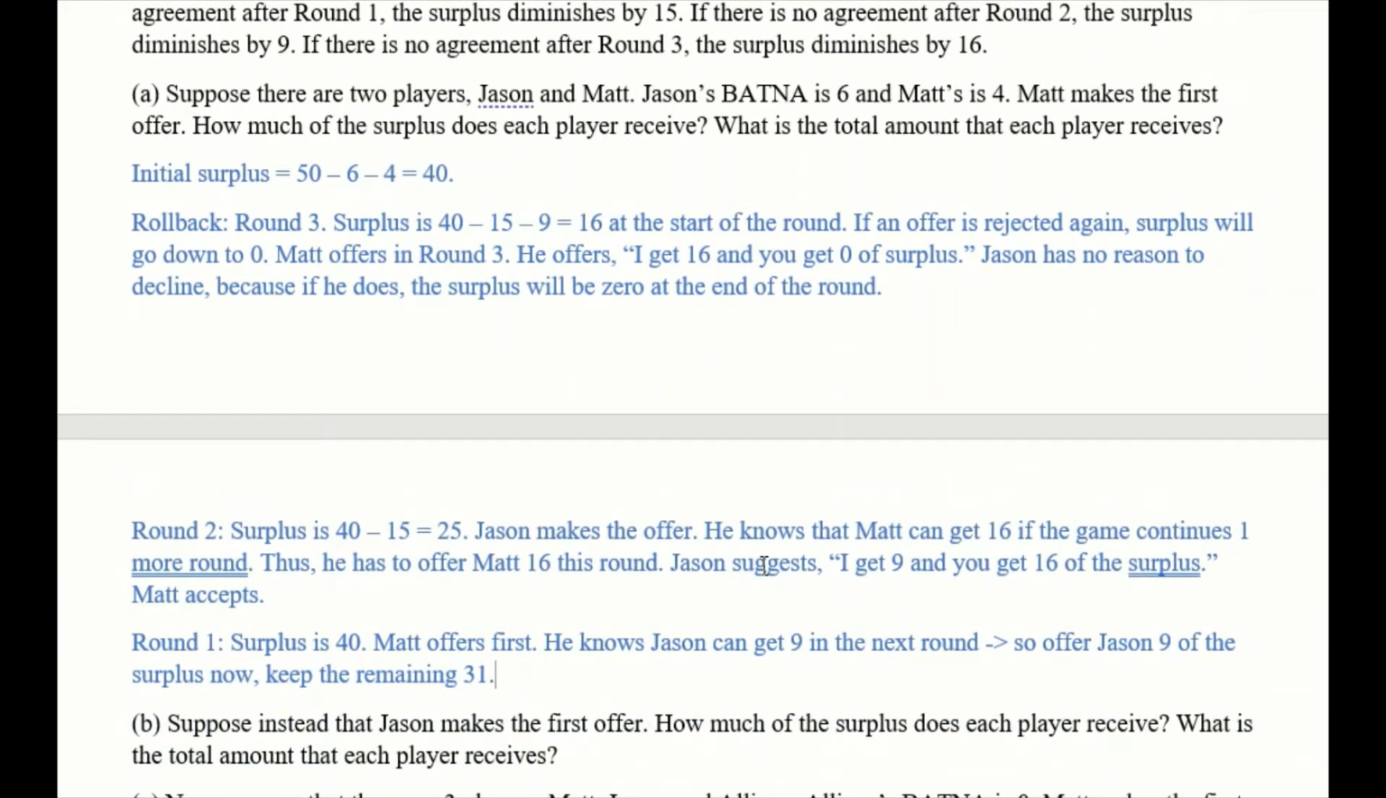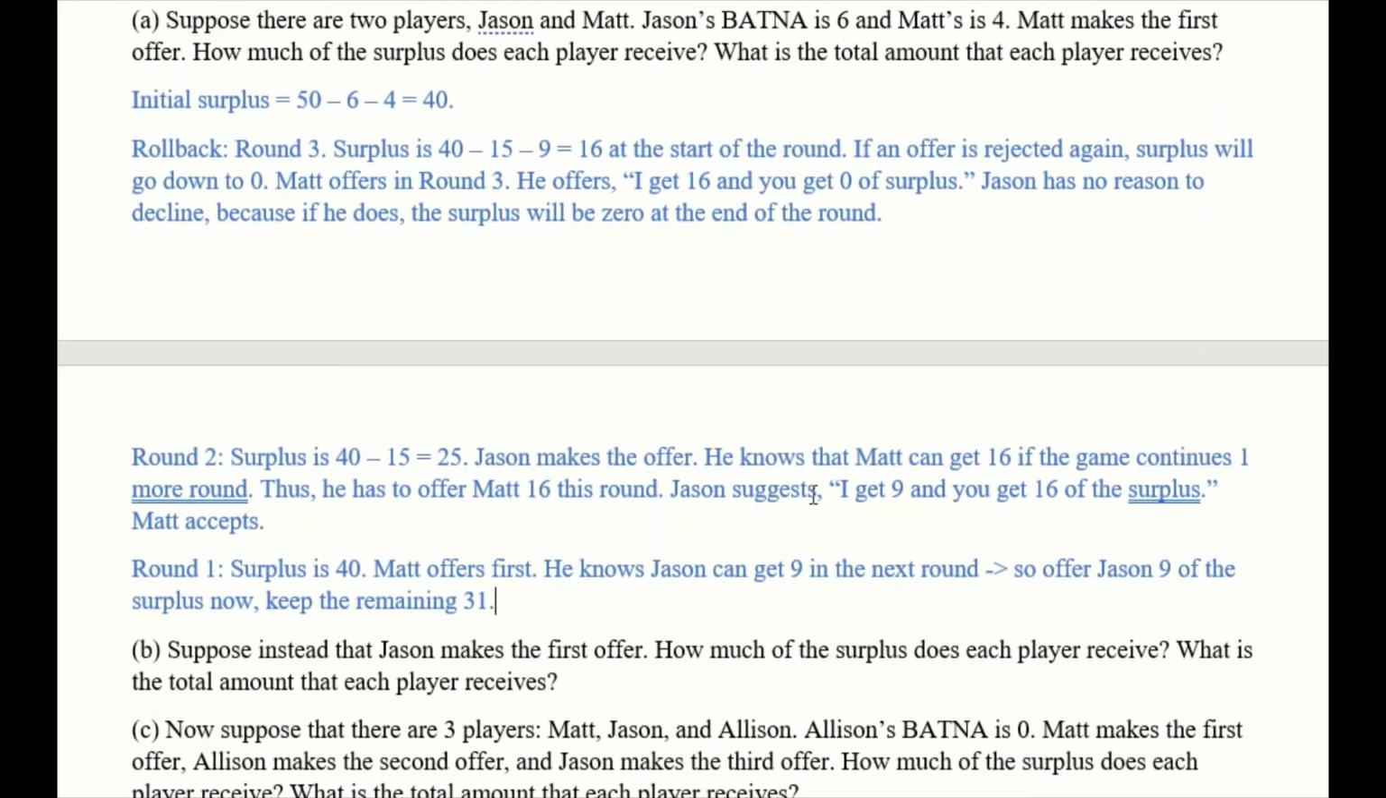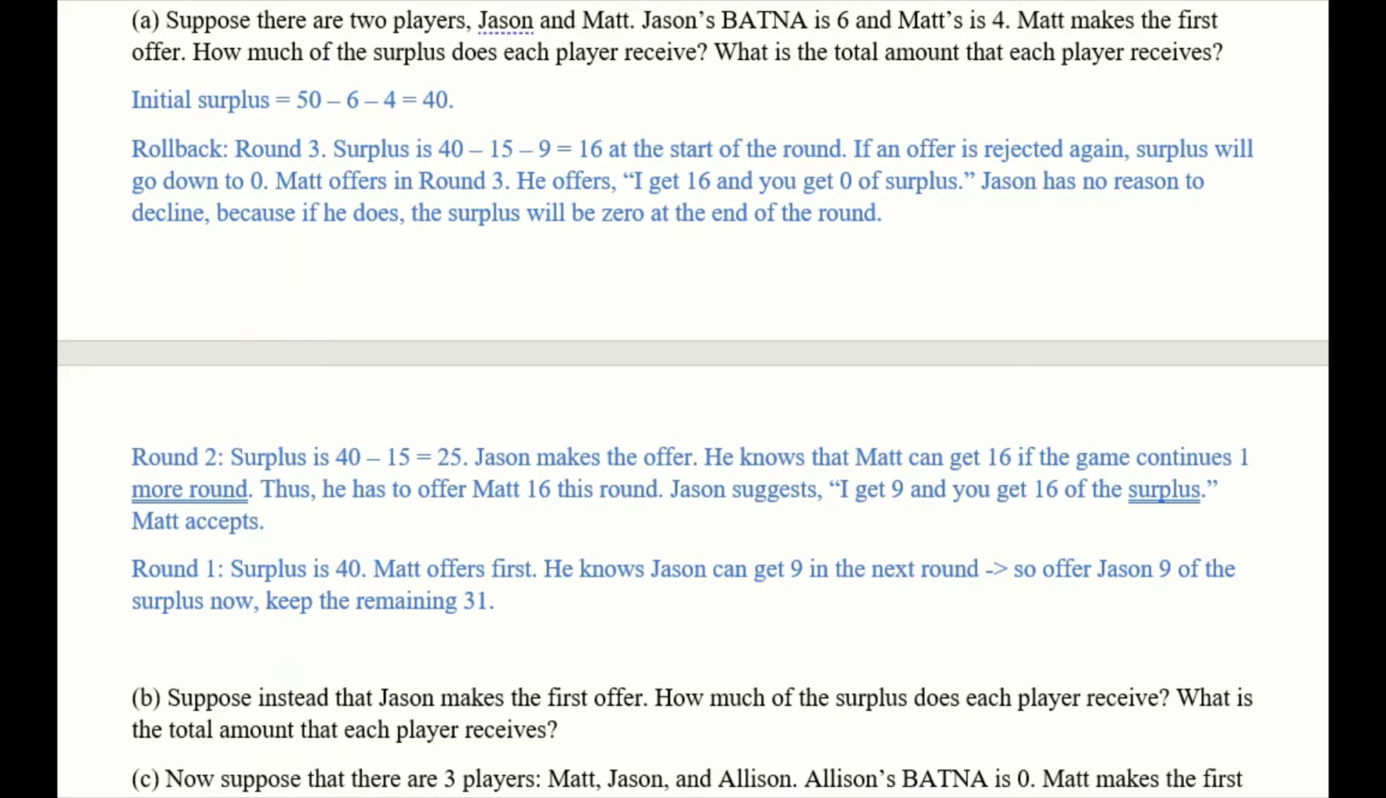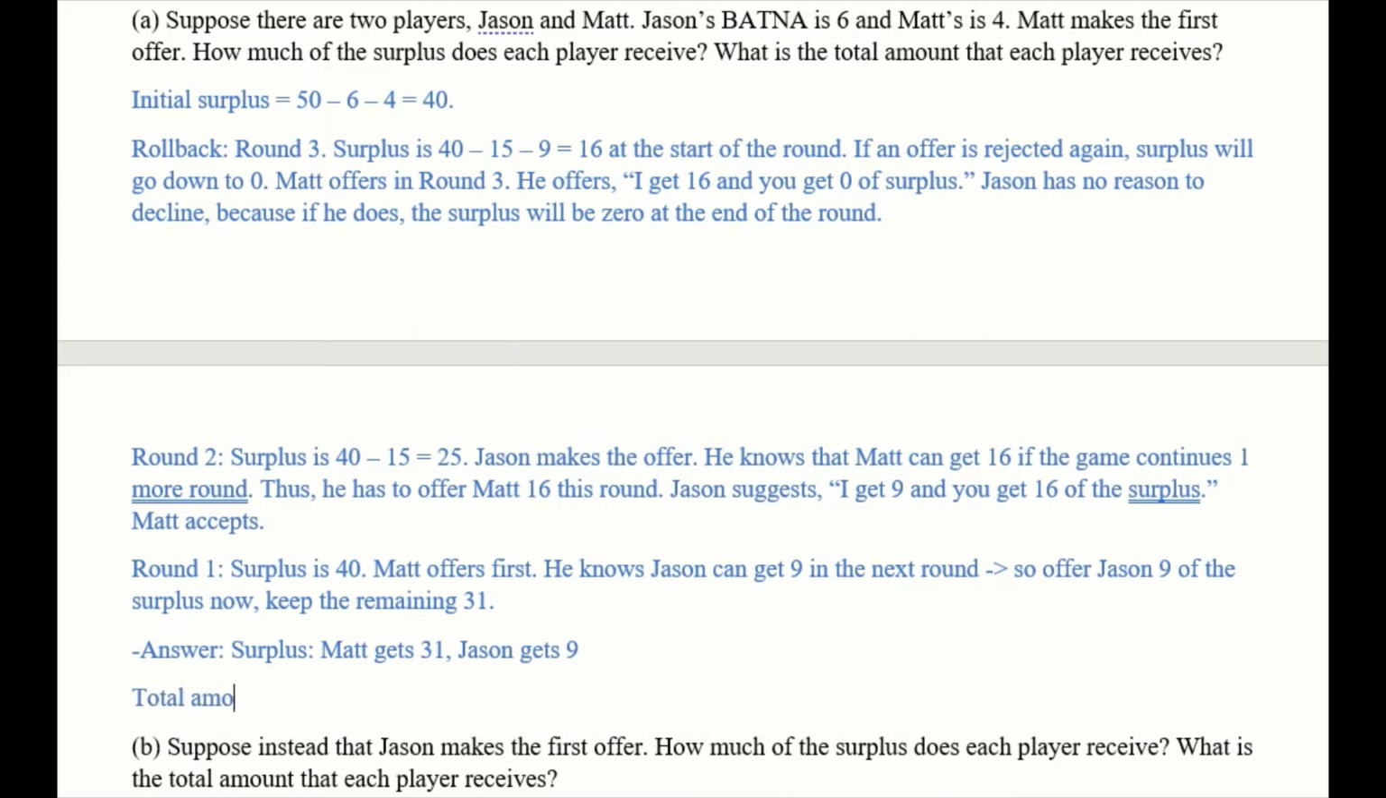So again, be clear about whether we are talking about the surplus or the total amount. For the surplus, Matt gets 31, and Jason gets 9. For the total amount, you add in the BATNAs again. Each player has to get at least their BATNA to make sure they don't do the outside option. They don't just go work independently.